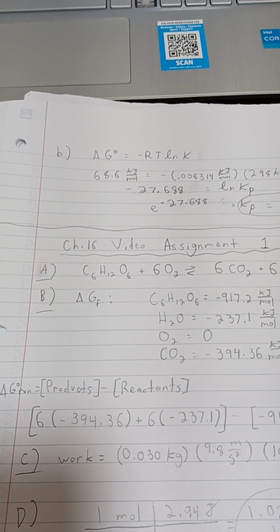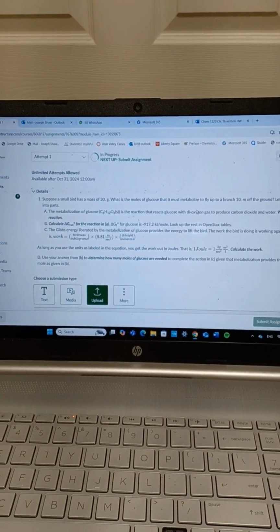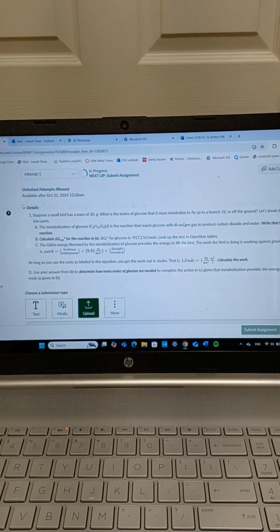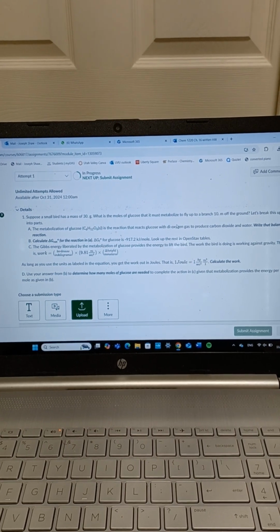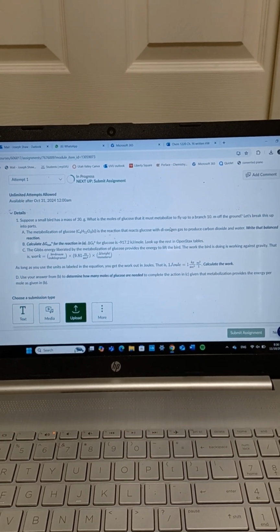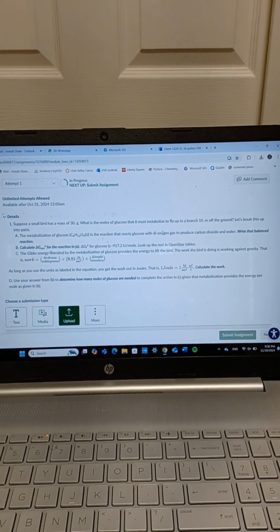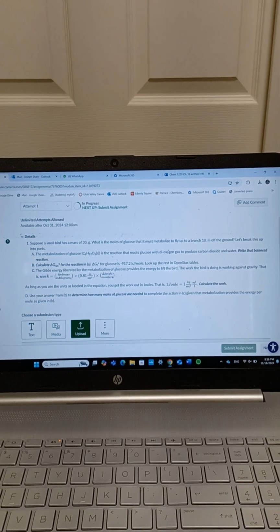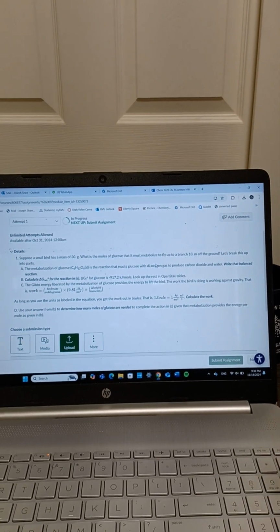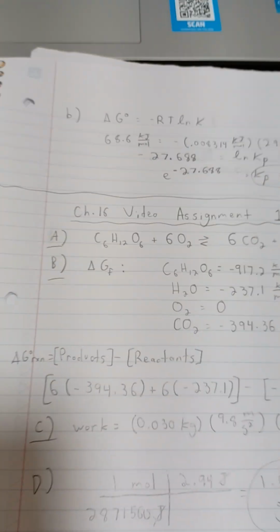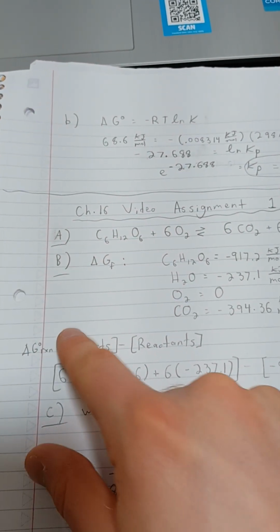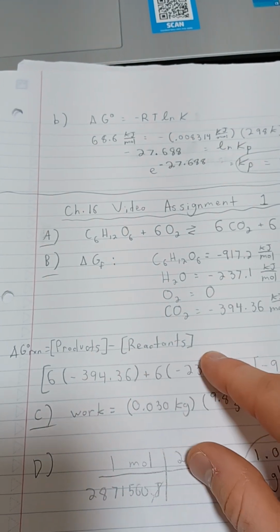Okay, now part B, calculate the delta G, or Gibbs energy, for the reaction in part A, given that the delta G of formation for glucose is negative 917.2 kilojoules per mole. So looking up all the rest of the values in OpenStax to be able to find the delta G of the reaction, products minus reactants.